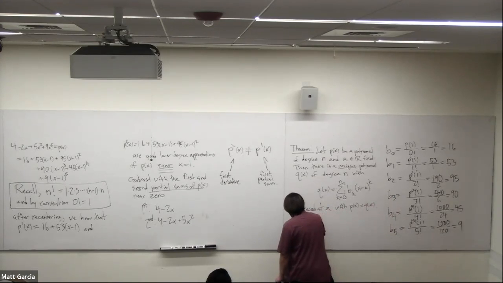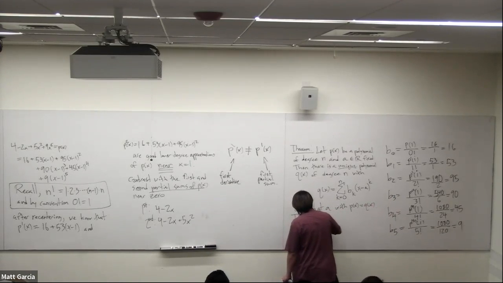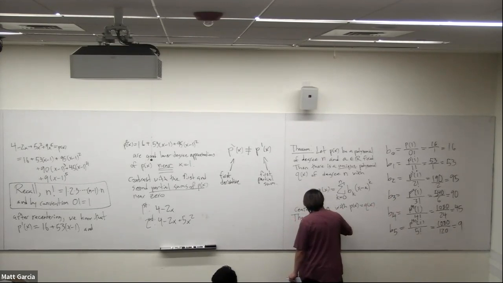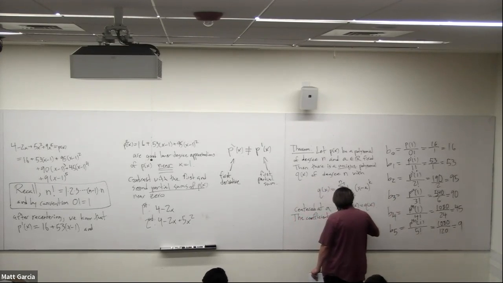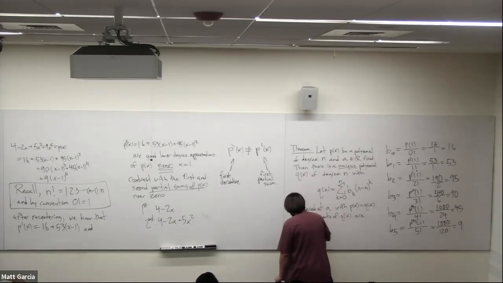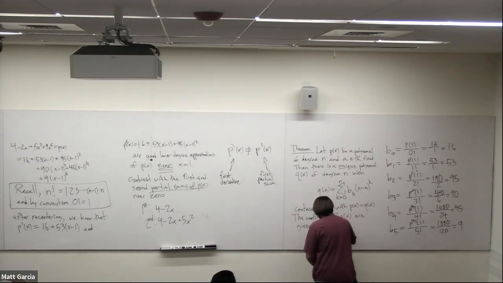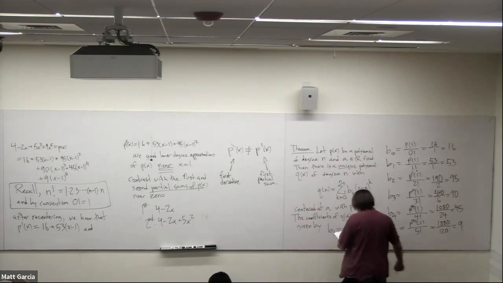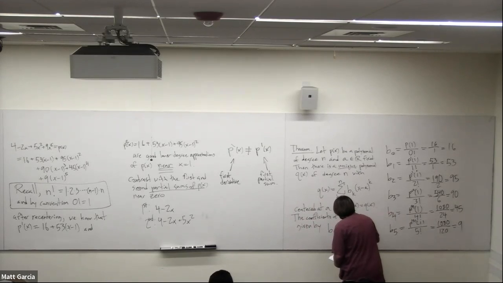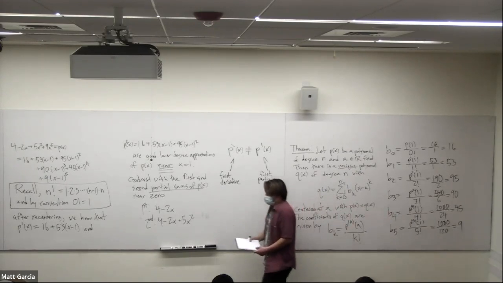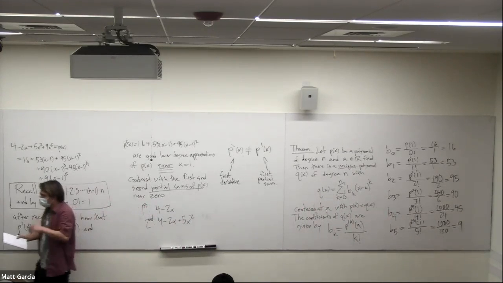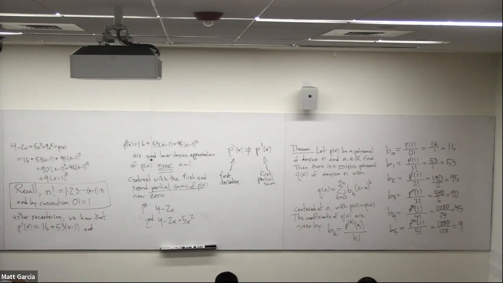And furthermore, the coefficients of q of x are given by a formula. b sub k is just what we wrote along the way in computing our example: the kth derivative of p evaluated at a divided by k factorial. Okay.